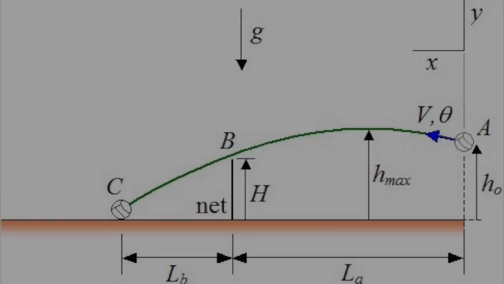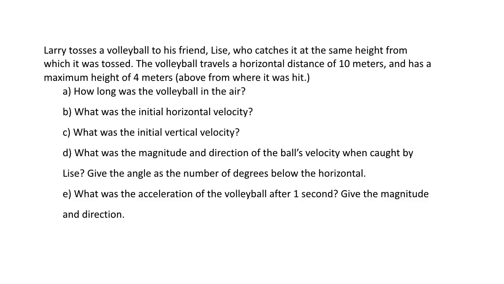Larry tosses a volleyball to his friend Litz, who catches it at the same height from which it was tossed. The volleyball travels a horizontal distance of 10 meters and has a maximum height of 4 meters above where it hits.